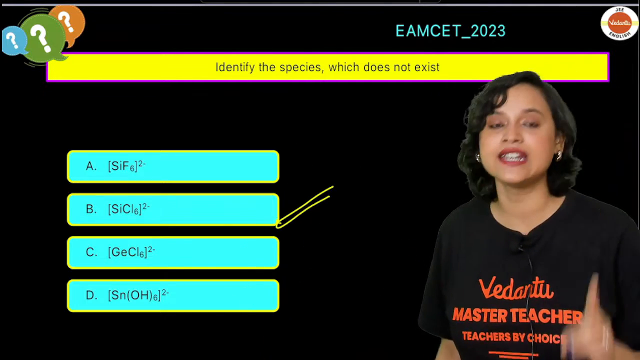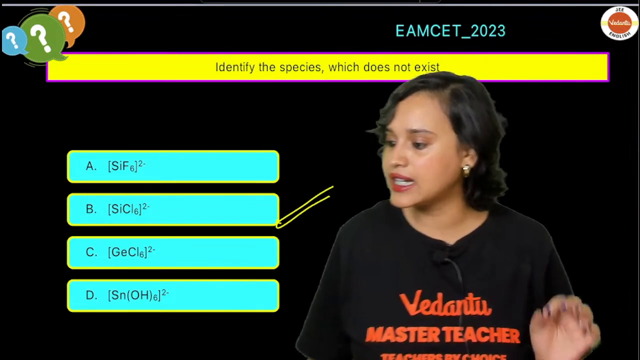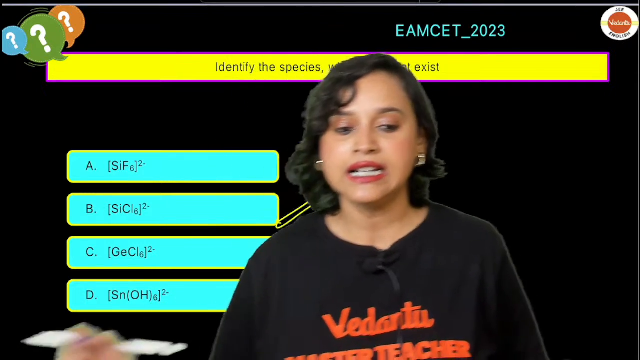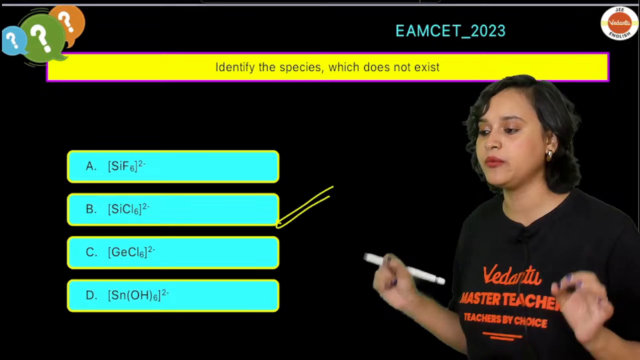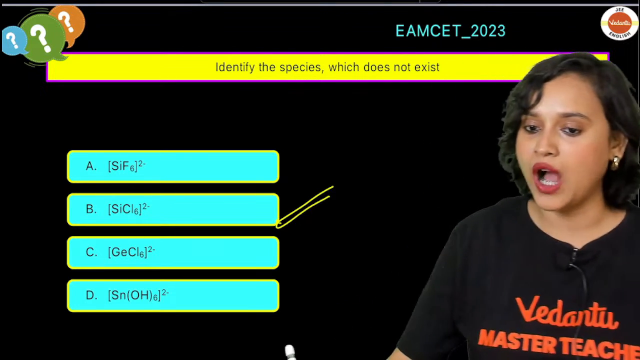SnOH6 does exist. It's only option B that does not exist. Am I clear, everybody? Guys, the correct answer is option B, not option A, not option C. It is option B. Why so?